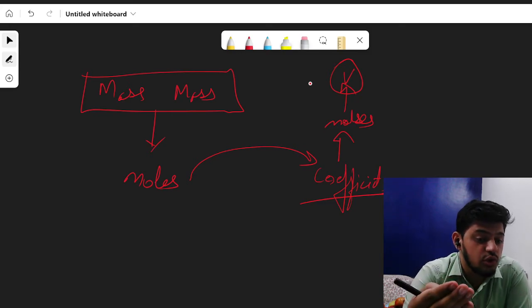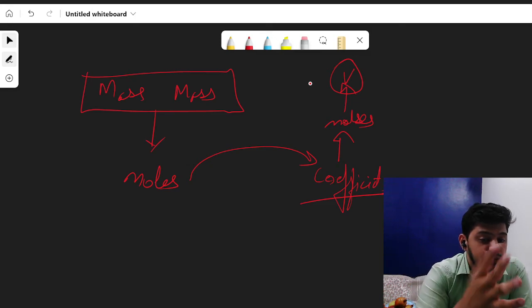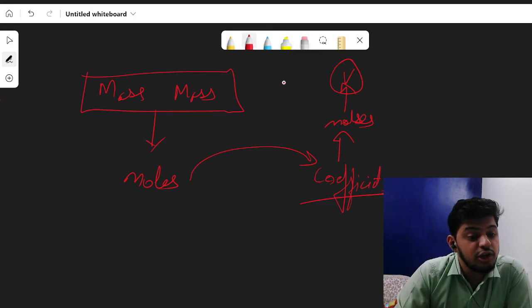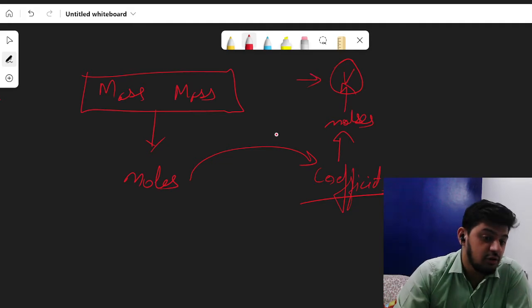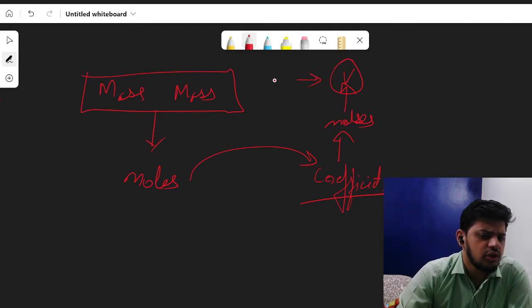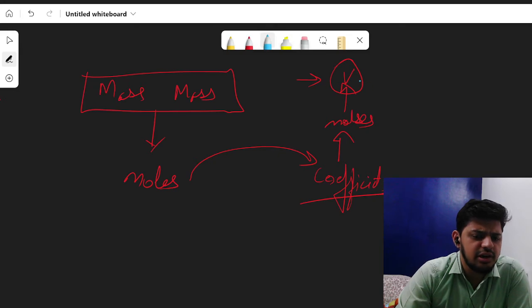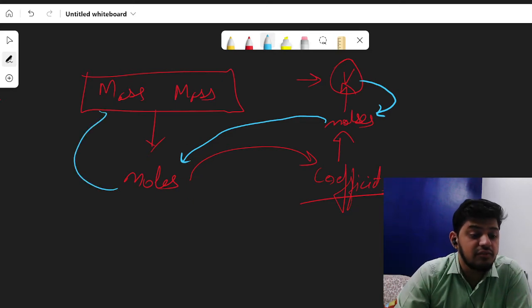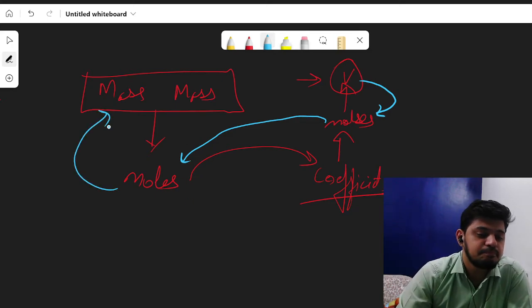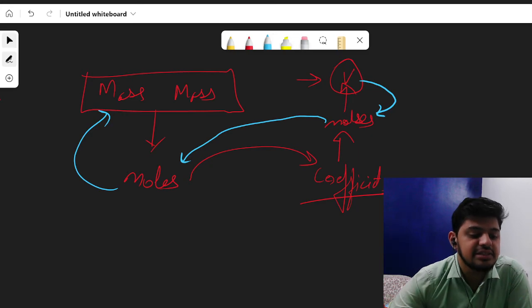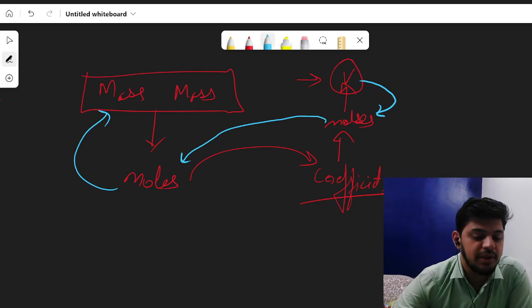Also, it can be given oppositely. For example, volume is given and you have to calculate mass. What will you do? First convert the volume into moles, then convert these moles into the moles of the product, and then moles can be converted to masses very easily. This is the concept map behind these types of questions.